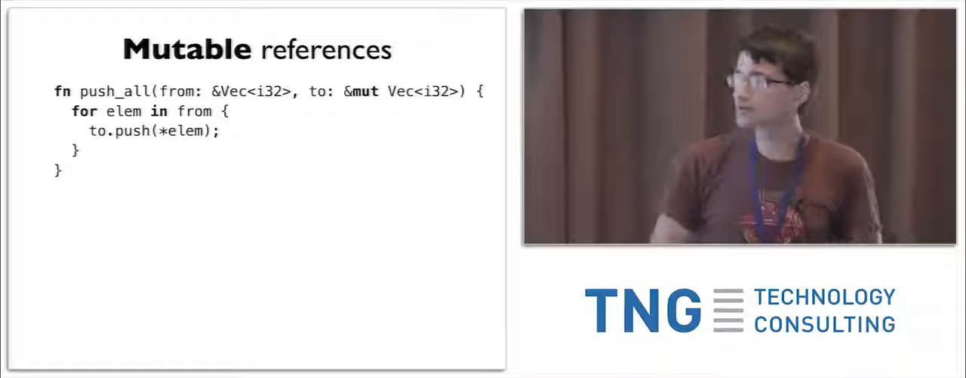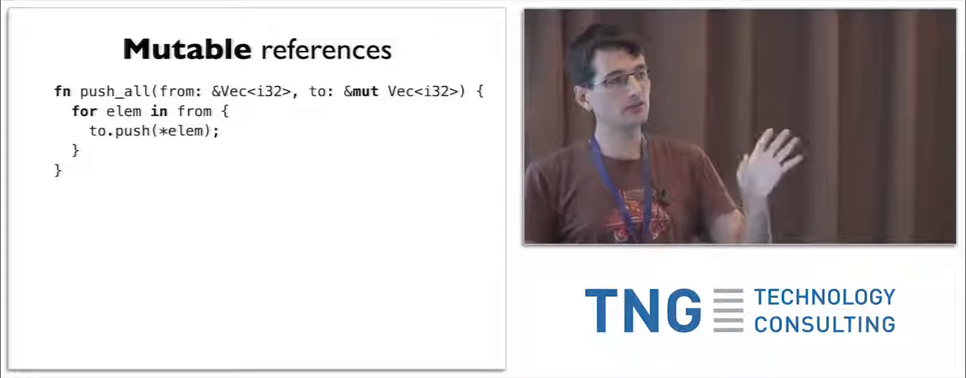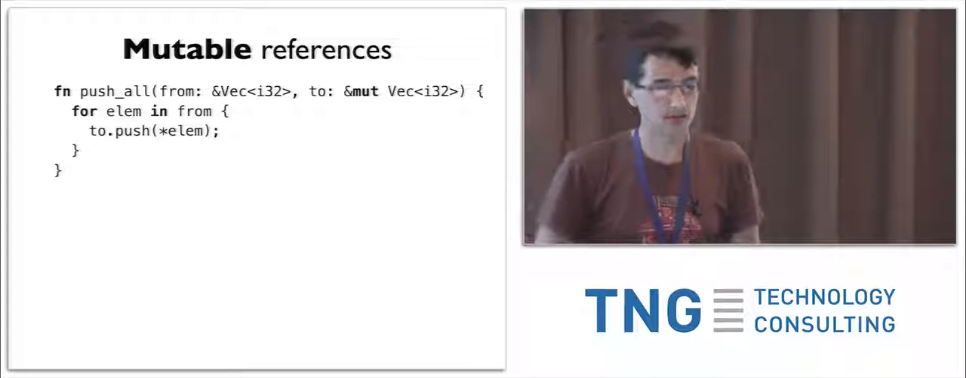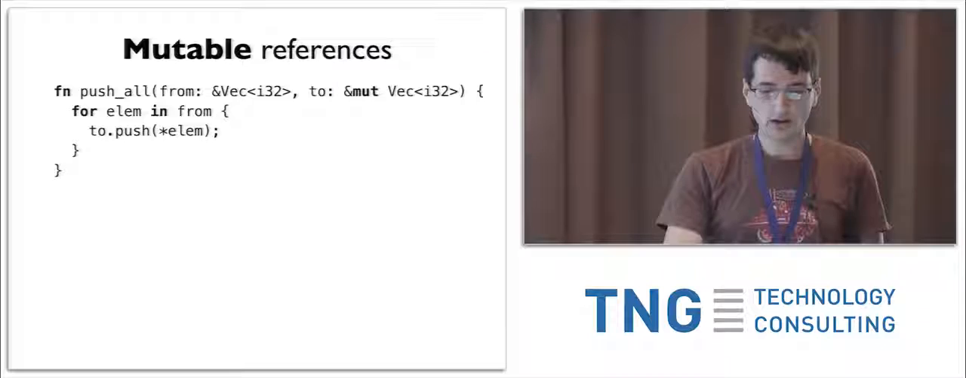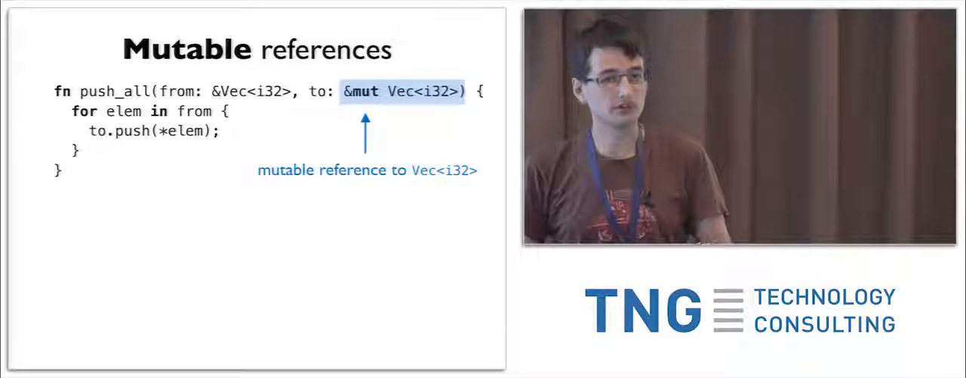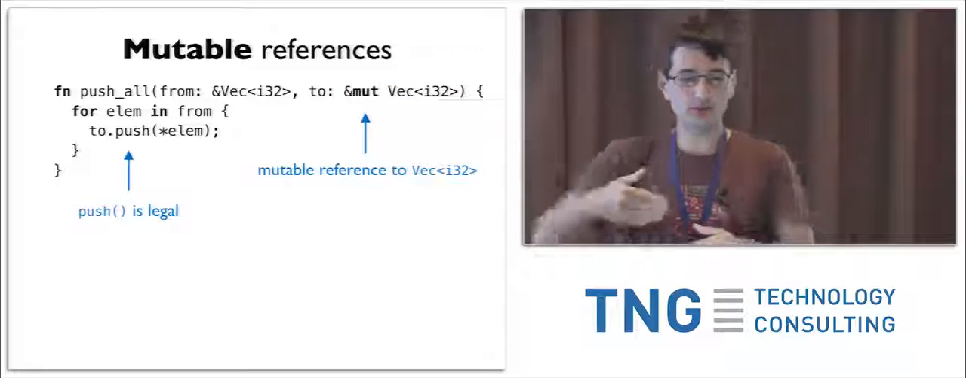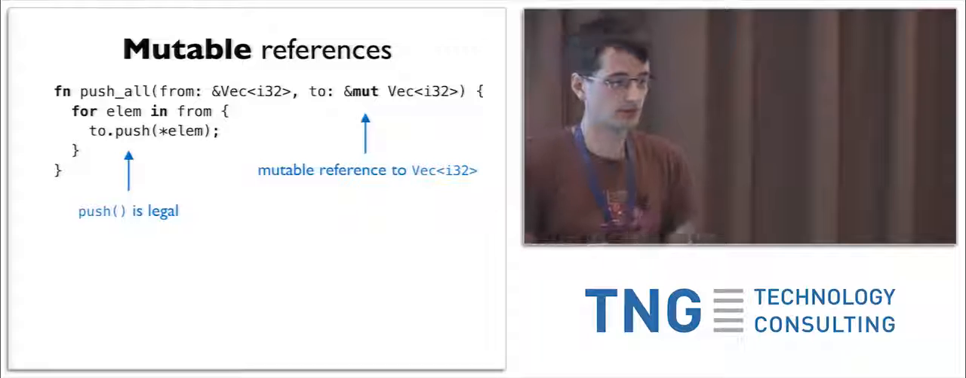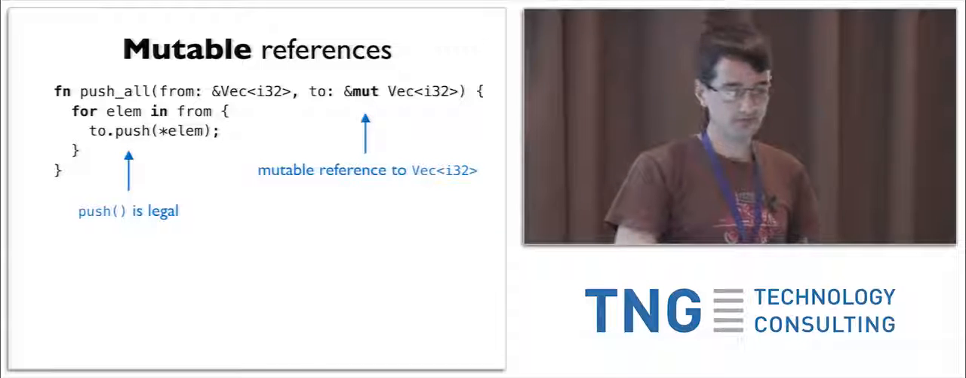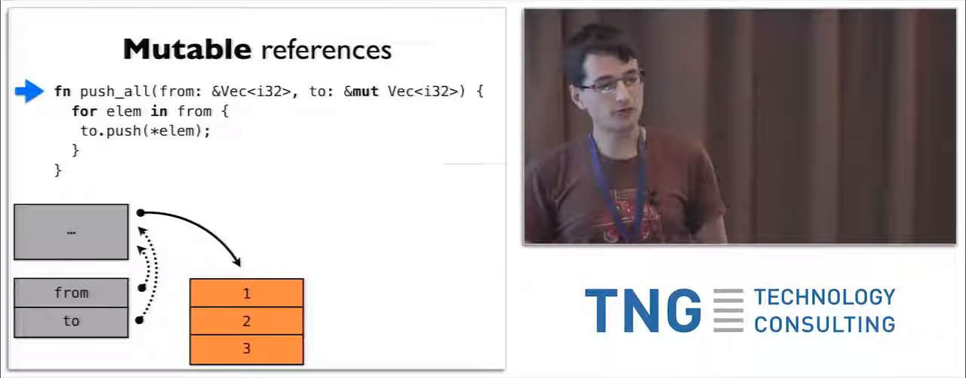Mutable references are also pretty interesting. So here's a simple function where we're going to take a bunch of items from one vector and push them onto another vector. So we have our from and our to. And this little ampersand mut means that this is a mutable reference to a vector of integers, and that's how it's going to push things on. Because we have this mutable reference, we're actually going to be able to push, unlike we could before with the shared reference.